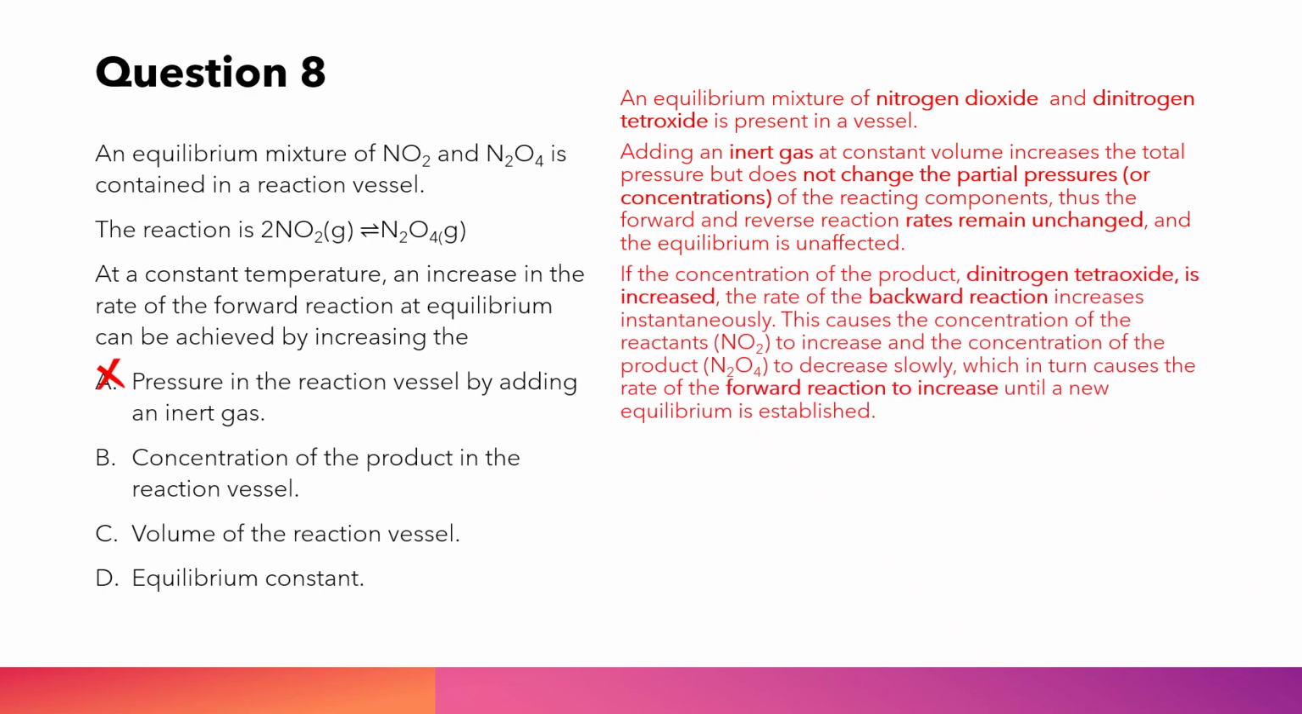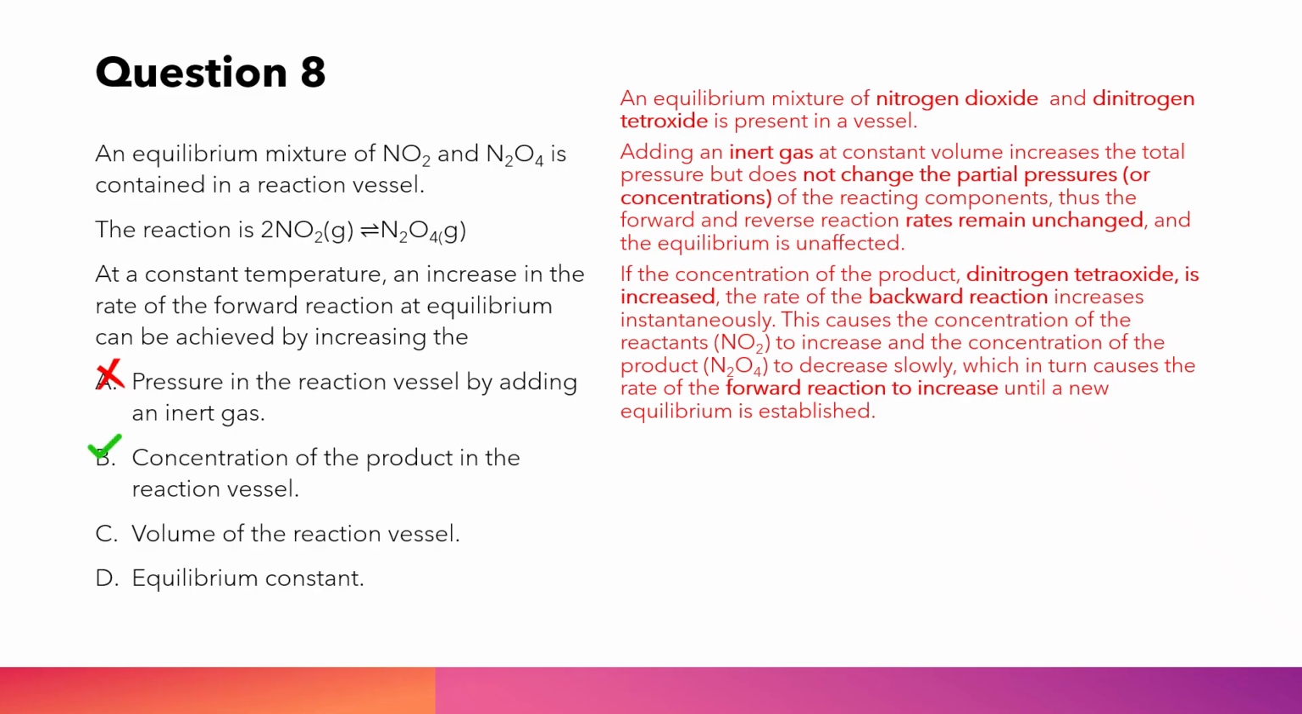If the concentration of the product, dinitrogen tetroxide, is increased, the rate of the backward reaction increases instantaneously. This causes the concentration of the reactant, NO2, to increase and the concentration of the product, N2O4, to decrease slowly, which in turn causes the rate of the forward reaction to increase until a new equilibrium is established.